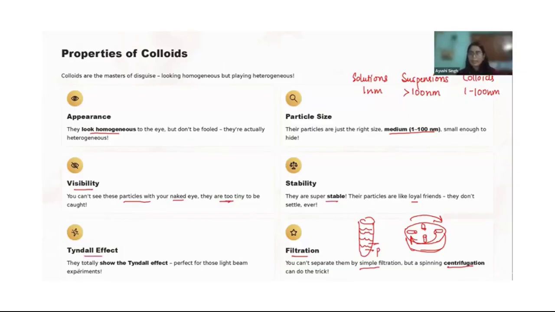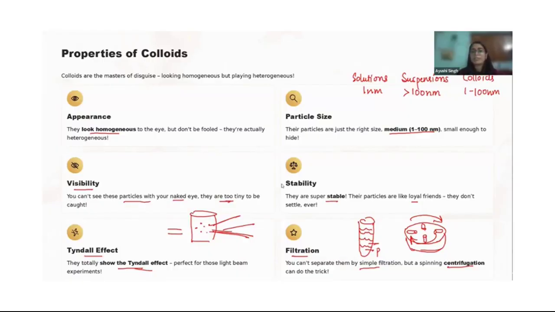Tyndall effect, coming to the last one. So they show Tyndall effect. Suspensions, only some of the suspensions show Tyndall effect. But almost all colloids show Tyndall effect. So if you take maybe milk or something, light will get scattered if you pass light through it, because it is hitting the small, tiny particles here and moving in different directions. Okay, so I hope this is clear.